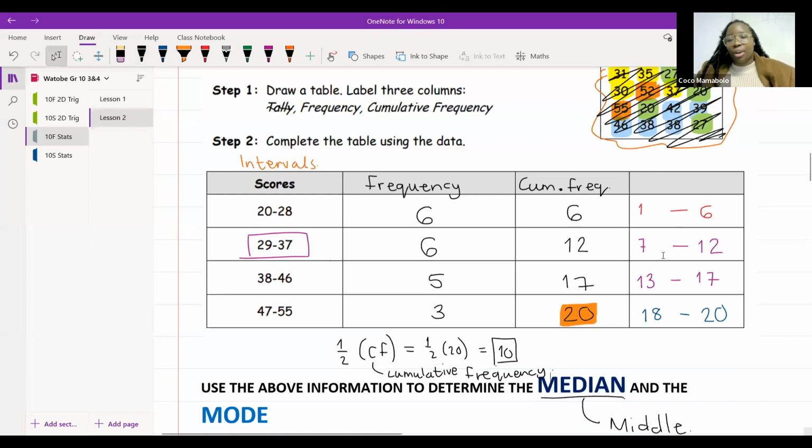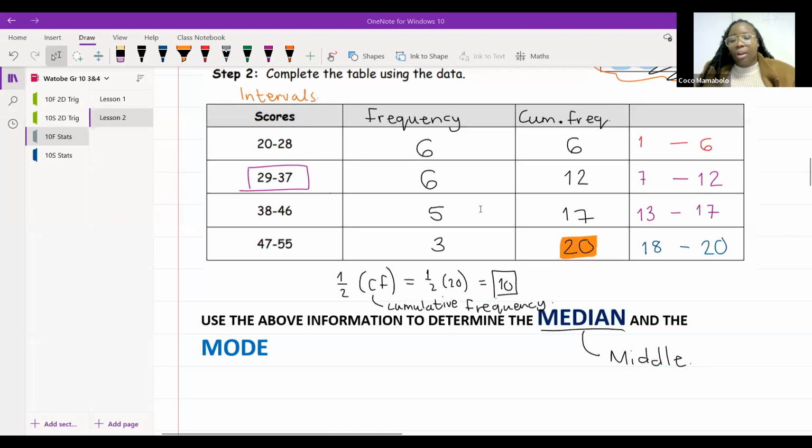All right, so now I'm going to ask you guys, if we had to determine the mode, or let's call it the modal interval, which interval is that going to be?